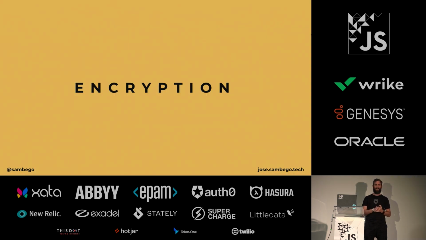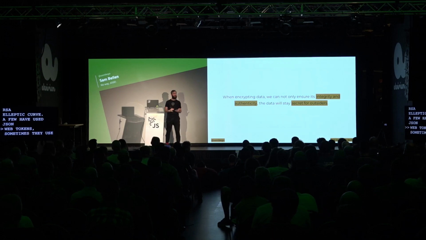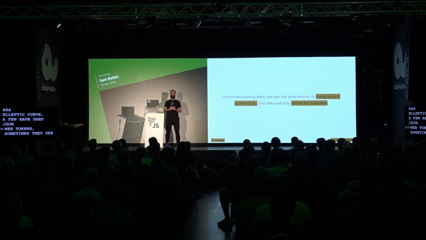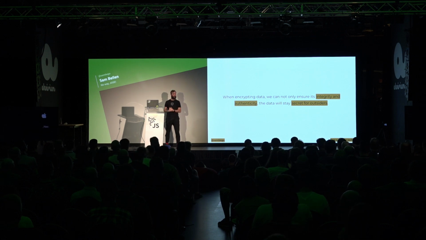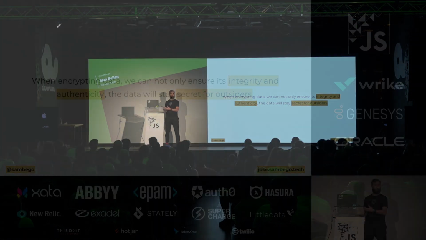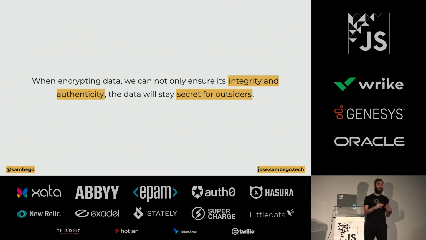So we can move on to the next and the last part of our introduction to cryptography, encryption. When encrypting data, we can not only ensure that the integrity and authenticity is what we expect it to be, like with signatures and like with keyed hashing, but the data will also stay secret for outsiders. Anybody that should not be able to read the data should not be able to read the data. With signatures, the data would be public.